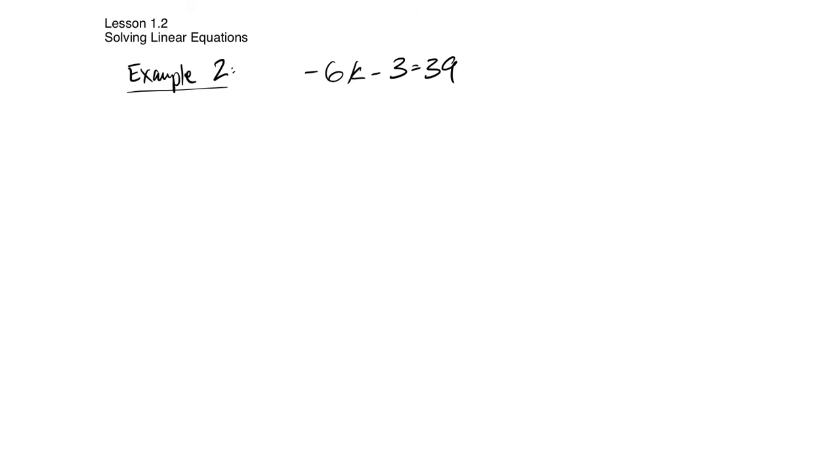Example number 2. Write this down in your notes. I draw my line to organize my work. I have a left and a right side. I encourage you to write the line, okay? Until you've mastered this process, I encourage you to write the line. I want to see it. Negative 6 times k minus 3 equals 39. Sorry if I'm shouting. So I need to get k by itself.